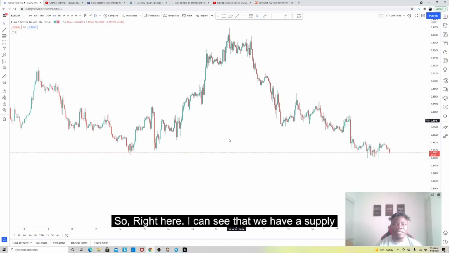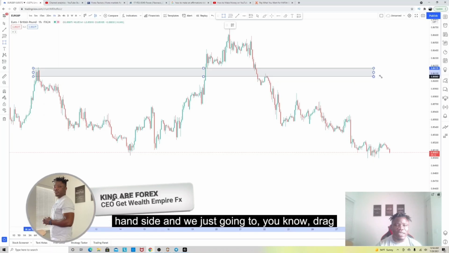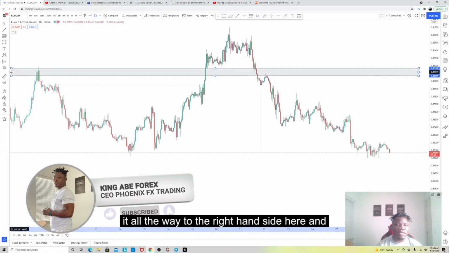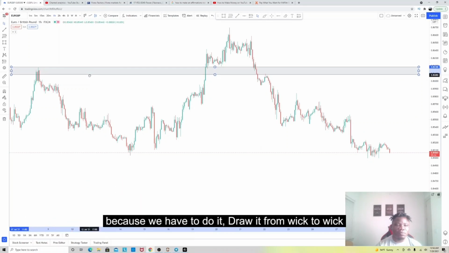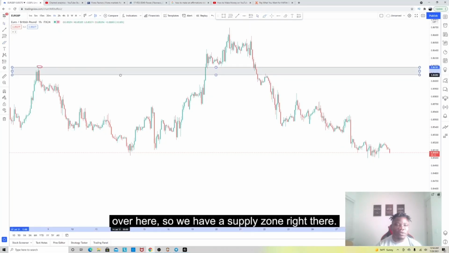So right here, I can see that we have a supply zone, looking to the left hand side, and we're just going to drag it all the way to the right hand side here, and move it to the top, because we have to draw it from week to week, like I told you guys. You guys can see that right over here. So we have a supply zone right there.